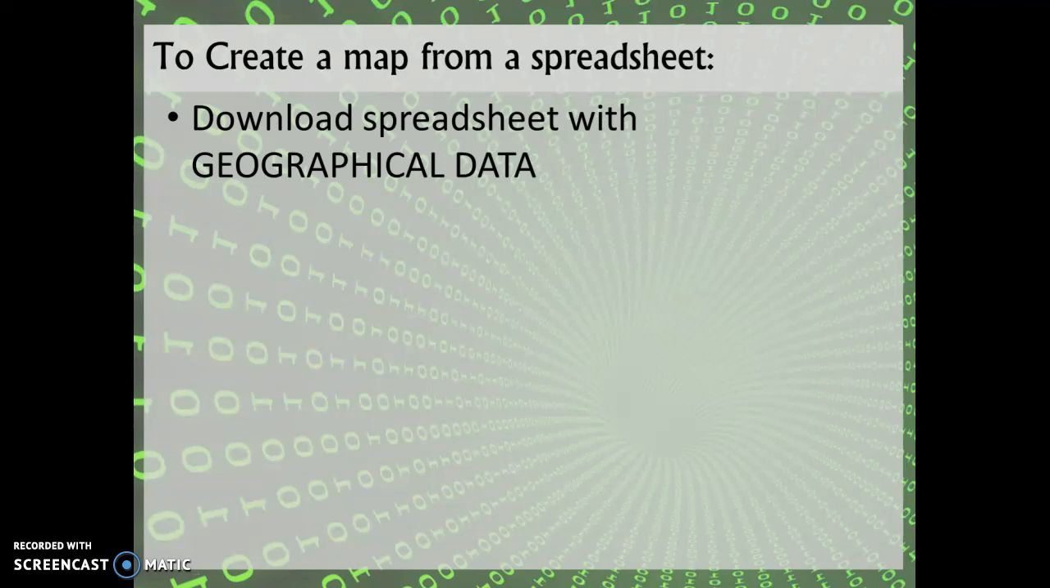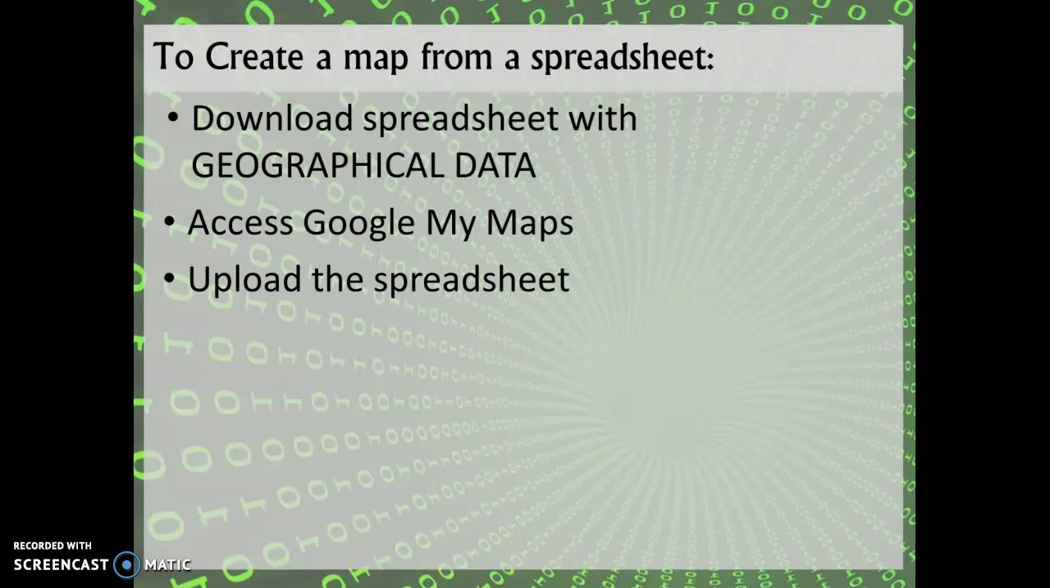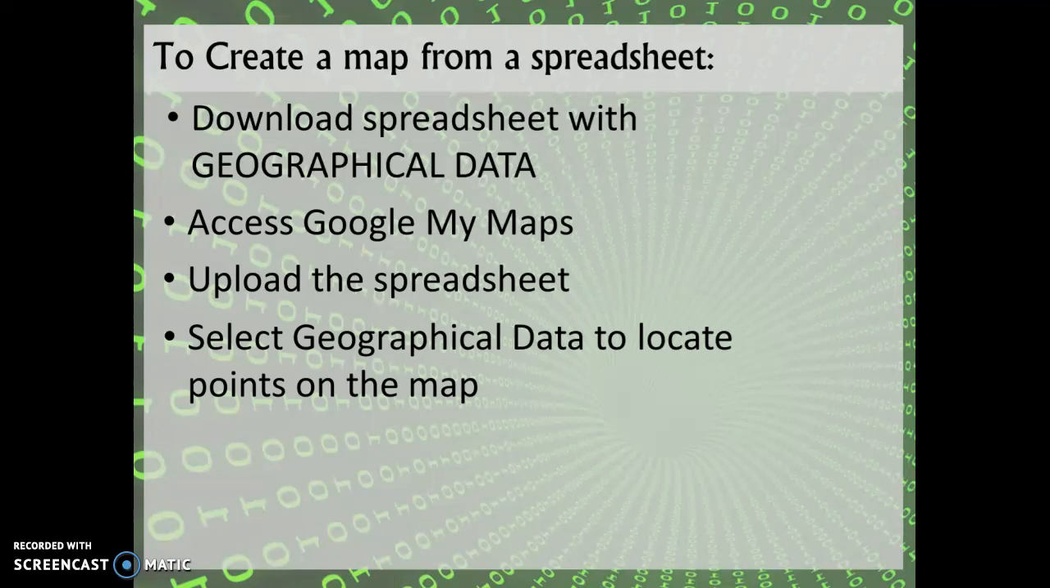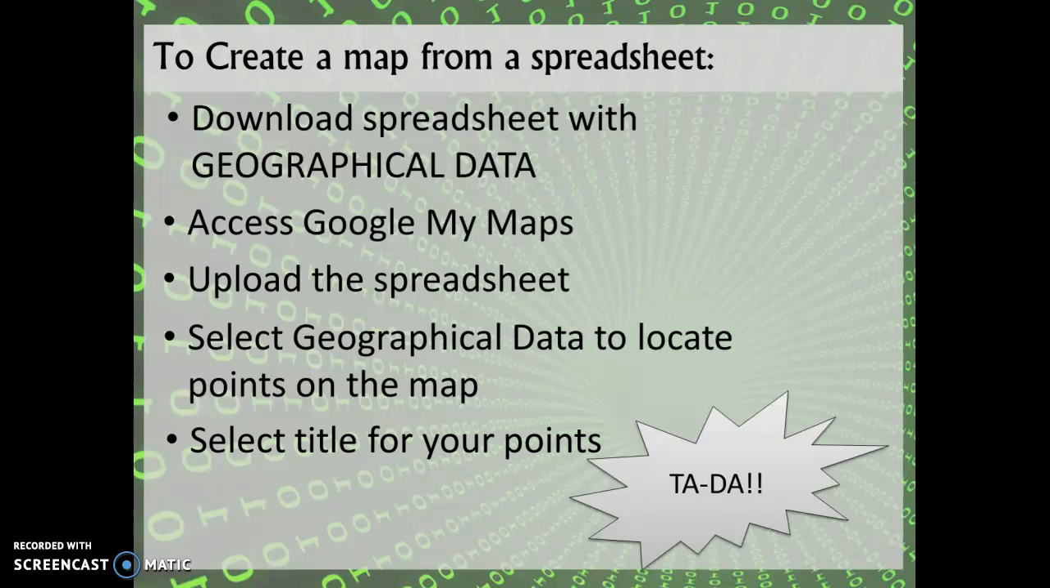I downloaded that spreadsheet data. That's up on Blackboard for you to download. Get to Google My Maps through your Kendall email. Upload that spreadsheet into Google My Maps, and then KML just does it automatically. But here you had to select the data, the latitude and longitude, and you had to select a title for your points. But you do all that, ta-da, you get that little map.